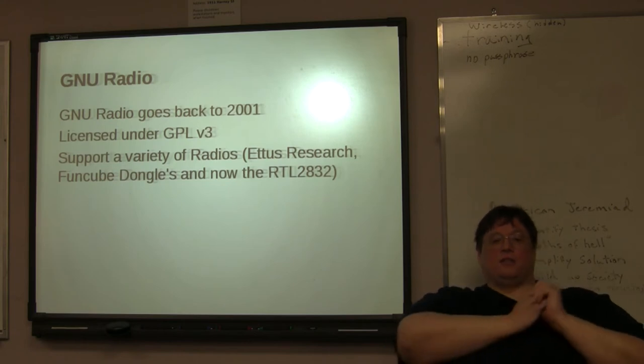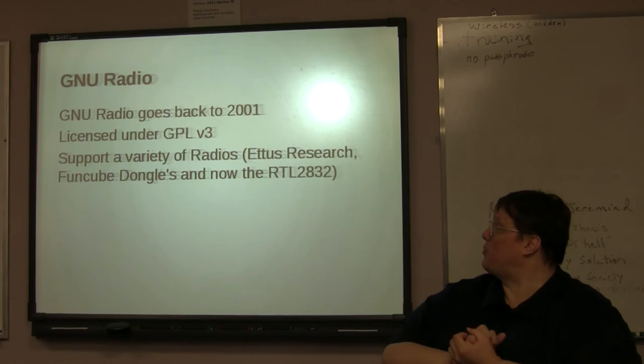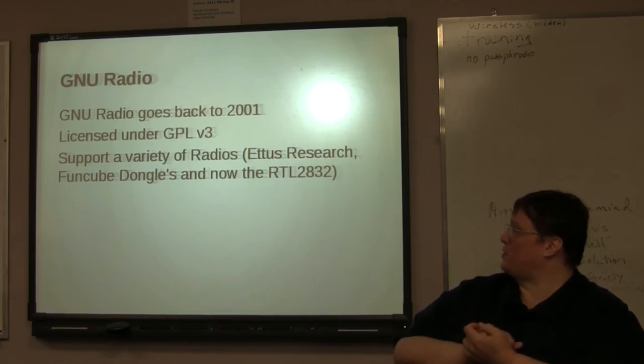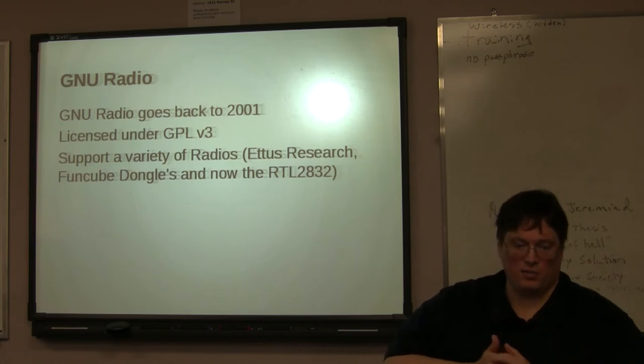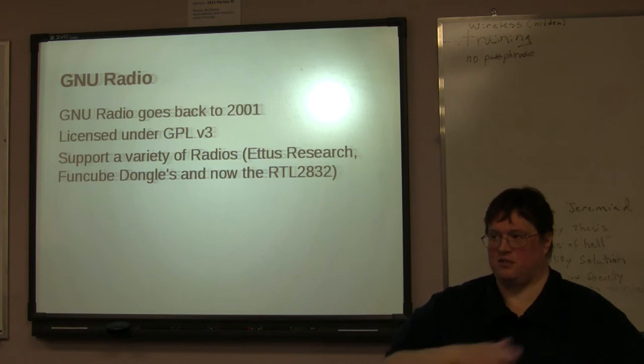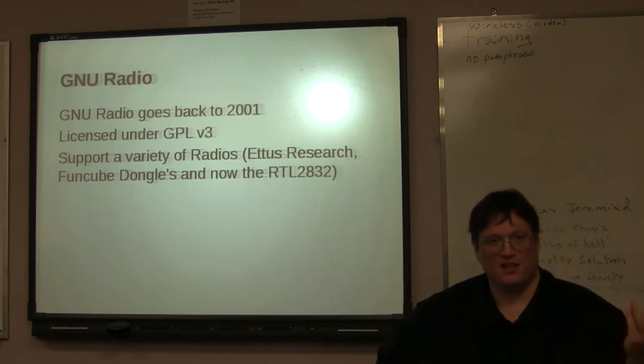So GNU Radio goes back to 2001. It's licensed under GPL v3. It supports a variety of radios, Ettus Research, OneCube dongles, and now the RTL2832. There's also some other ones out there as well, but these are the most popular ones. And right now the RTL2832 is, by and far, the most popular one because, once again, it's $12.